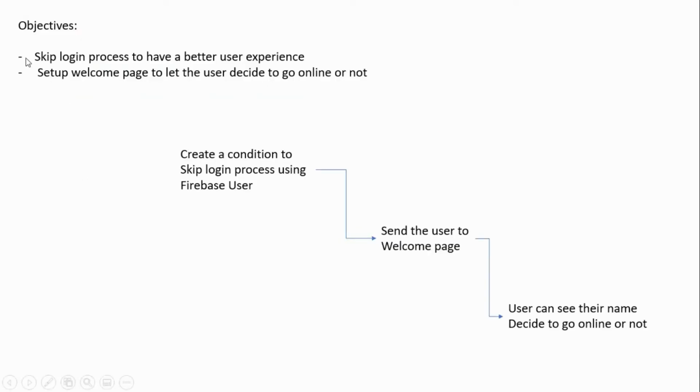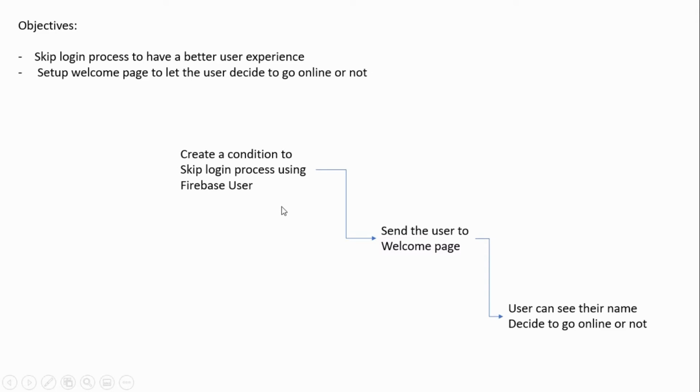Our objectives for this lesson are: we are going to skip the login process every time the user opens up your app. The main reason is that it gives a better user experience, unless the user logs out, in which case they have to log back in. Then we need to set up our welcome page to let the user decide whether they are going to go online and use Google Maps or not.